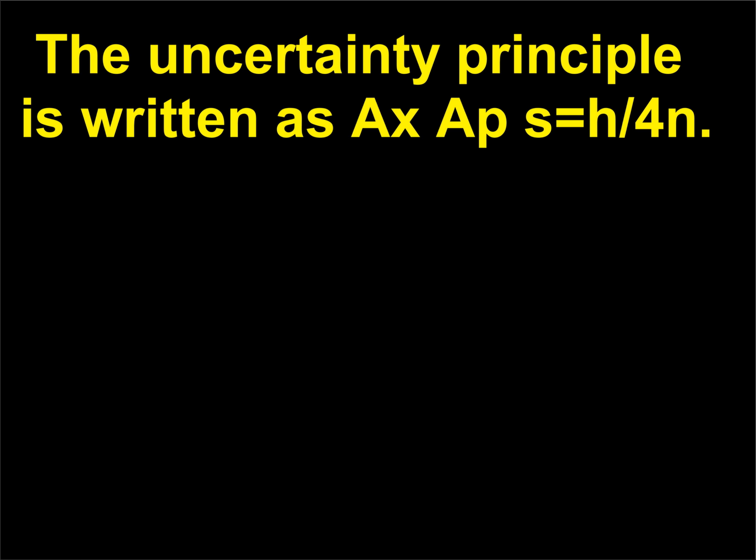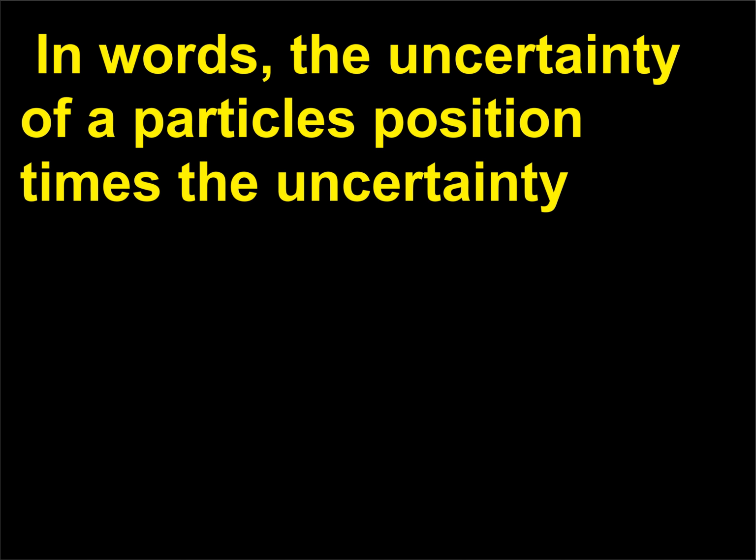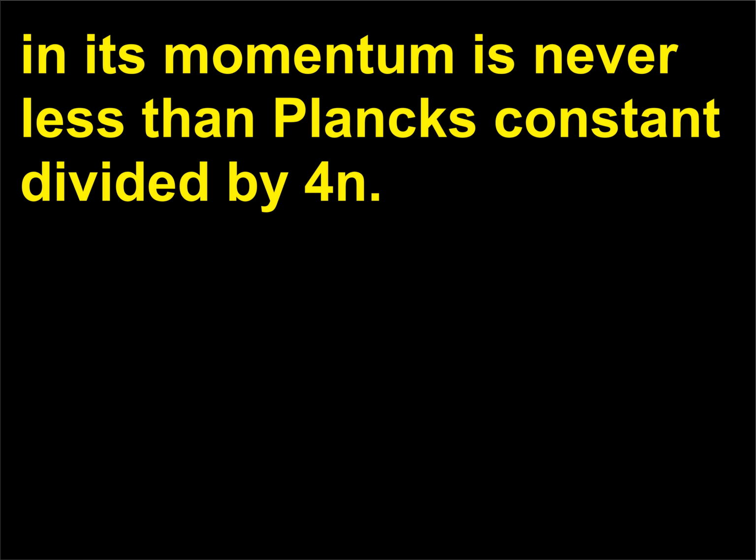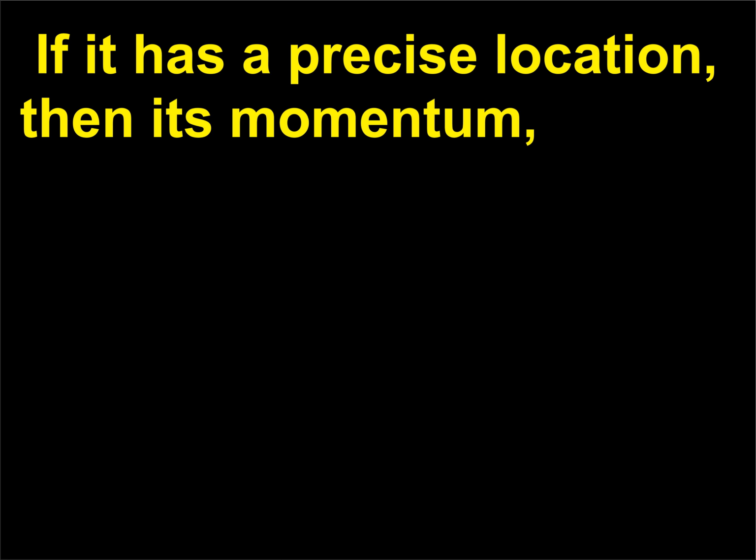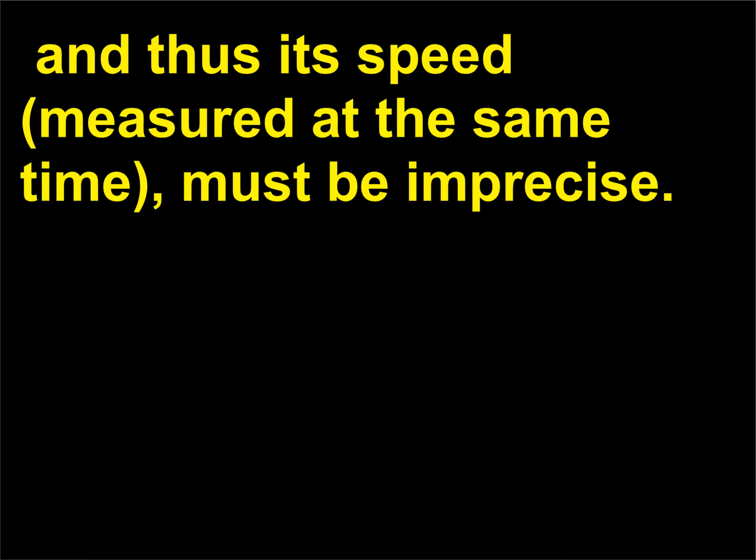The uncertainty principle is written as Δx Δp ≥ h/4π. In words, the uncertainty of a particle's position times the uncertainty in its momentum is never less than Planck's constant divided by 4π. If it has a precise location, then its momentum, and thus its speed, measured at the same time, must be imprecise.